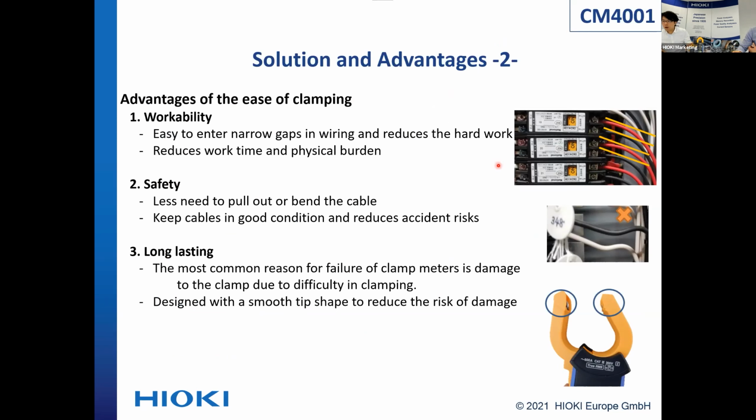Okay, next. So we are looking at the CM4001, the small one. It has a unique clamp shape. Thanks to its teardrop shape, it can easily be installed in narrow spaces, like in these pictures. And there is no need to pull out the cables, so there is no worry about damaging the cable. And if the clamp is difficult to use, it is more likely to break due to stress on the ground. Being small and light, the risk of failure is minimized.